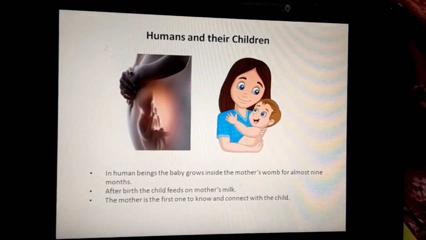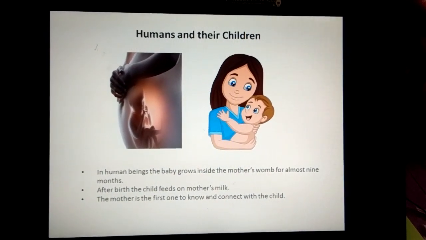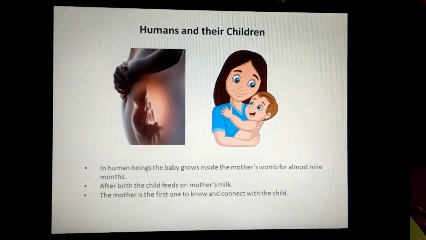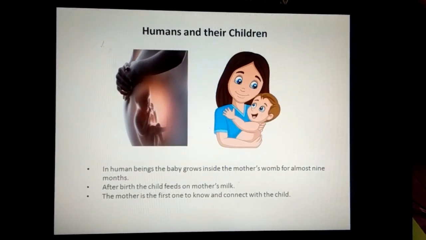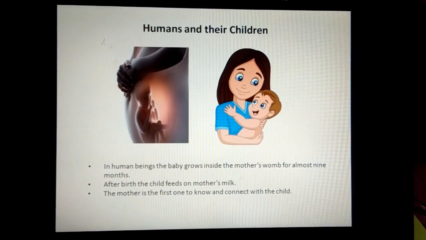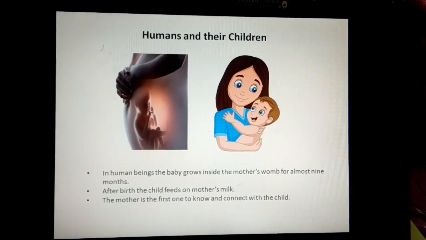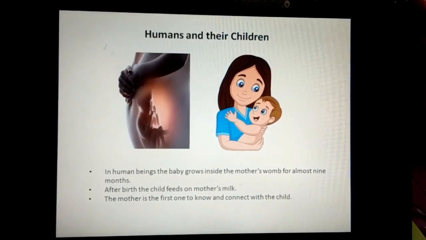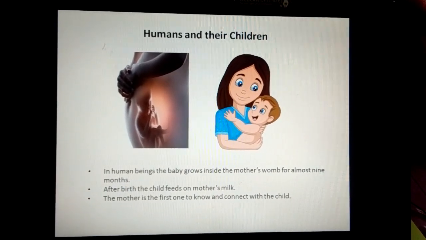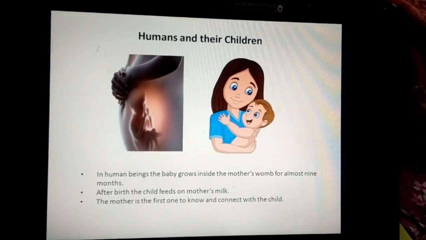Humans and their children. In human beings, the baby grows inside the mother's womb for almost 9 months. The unborn baby gets its supply of oxygen and food from the mother's body through a tube that joins it to its mother. After growing inside the mother's body for 9 months, the baby is big enough to take birth. For a few months after birth, the baby feeds entirely on the mother's milk, as the baby cannot eat or drink what we eat.